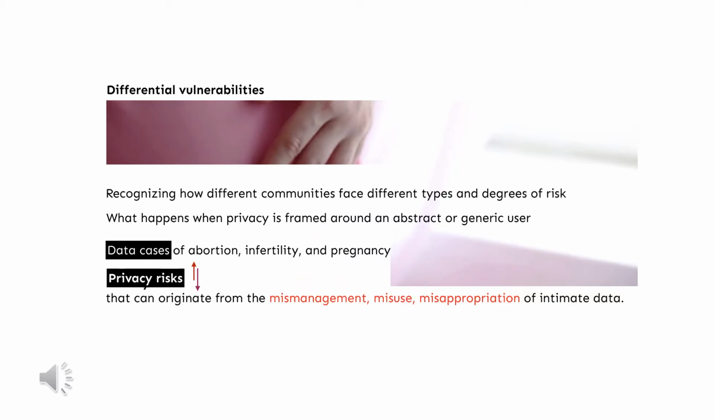For doing that, we adopt the concept of differential vulnerabilities, which recognizes how different communities face different types and degrees of risks. What happens when privacy is framed around a generic user? We specifically explore the privacy risks from the mismanagement, misuse, and misappropriation of intimate fertility data. To illustrate this, we use 3 data cases: abortion, infertility, and pregnancy. Examples that might inflict differential harm include intimate partner violence, suffering from unwanted childlessness, or tracking the menstrual cycles of migrant populations in order to deprive them of their reproductive rights.